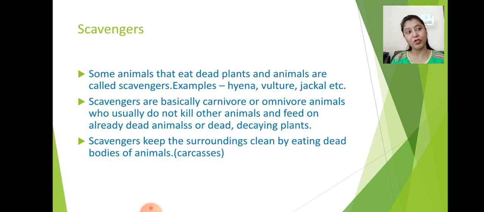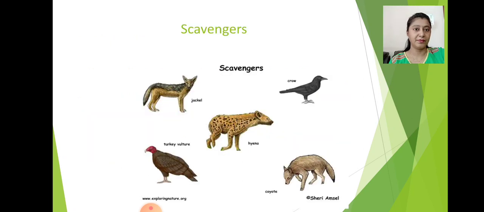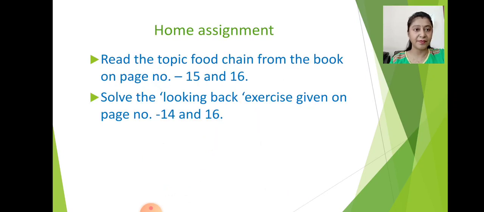They are the carnivores and omnivores only, which are unable to hunt very big animals, and they hunt only small animals to fulfill their need. They feed on already dead plants and animals. Examples: hyena, vulture, jackal, etc. You can see the picture. Jackal, even crow is in the category of omnivores as well as scavengers. Hyena, vulture, coyote, these are very common scavengers which feed on already dead plants or animals.